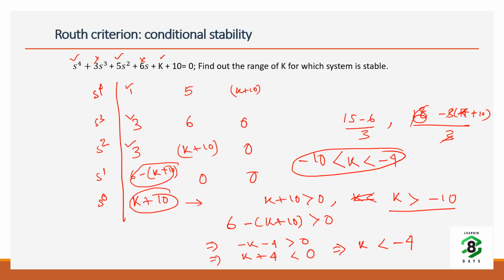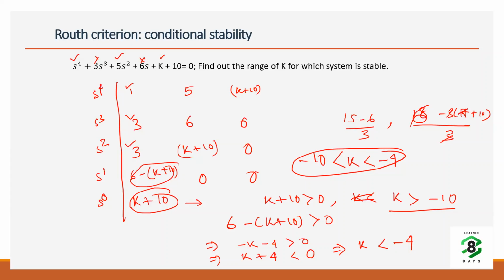Yes, this is one very crucial point that Amol just discussed, because remember that the entire discussion happened around whether there is a change of sign. For the last two terms, s to the power 1 and s to the power 0, if there is a change of sign, that means there will be two poles in the right. So just to rephrase the same thing that he just discussed.